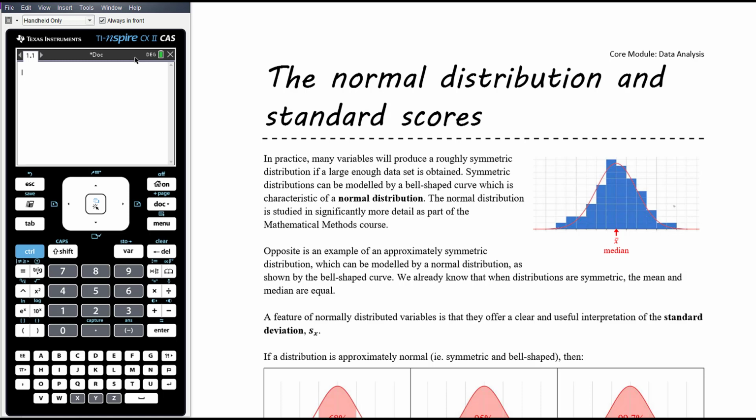we also look at it here in Further Maths in the context that we're going to talk about in this video. So opposite here we have an example of an approximately symmetric distribution represented by a histogram, and we can see from the red line there that it can be modelled by a normal distribution, which is that red bell curve. So we already know that when distributions are symmetric, the mean and the median are equal. And a feature of normally distributed variables is they offer us a clear and insightful interpretation of how the standard deviation connects to the spread of the data.